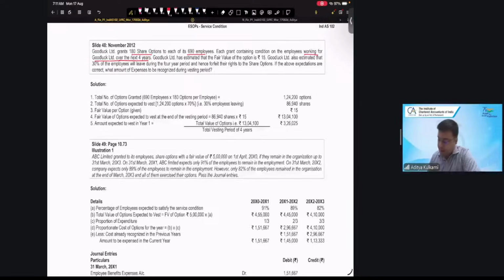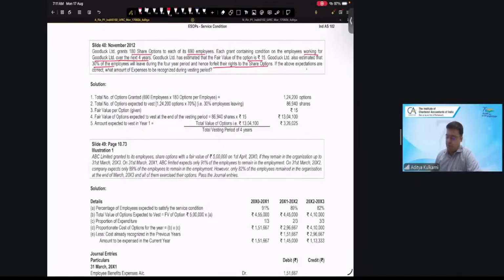Good Luck has estimated that the fair value of the option is 15. That is also given to you. Good Luck also estimated that 30% of employees will leave during the 4-year period and hence forfeit their rights to the share options. If the above expectations are correct, what amount of expenses is to be recognized during the vesting period?